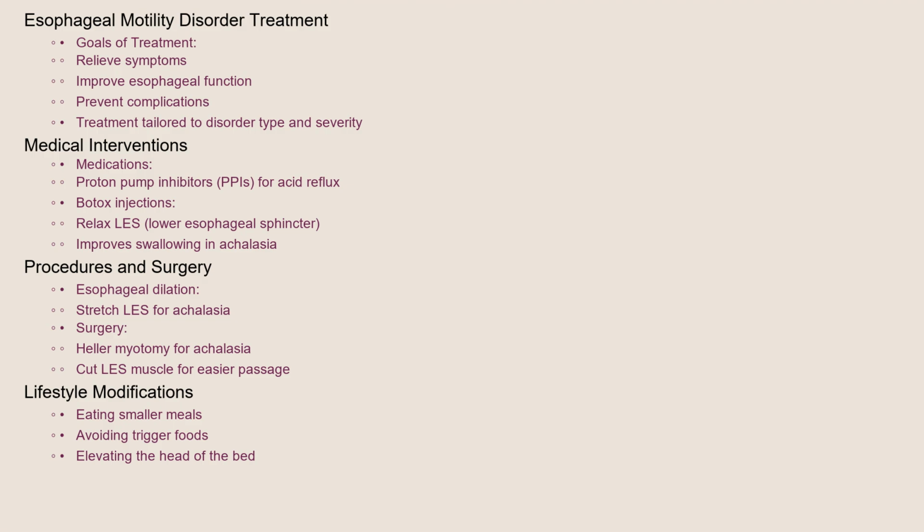Treatment and management strategies for esophageal motility disorders aim to relieve symptoms, improve esophageal function, and prevent complications. Treatment approaches are often tailored to the specific type of disorder and its severity. Medications, such as proton pump inhibitors for acid reflux, can help manage symptoms. Botox injections into the LES can relax the muscle and improve swallowing, particularly in achalasia. Esophageal dilation, using a balloon to stretch the LES, is another option for achalasia. In some cases, surgery, such as a Heller myotomy for achalasia, may be necessary to cut the muscle of the LES and allow for easier passage of food. Lifestyle modifications, like eating smaller meals, avoiding trigger foods, and elevating the head of the bed, can also be helpful.